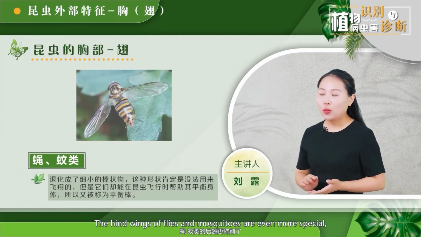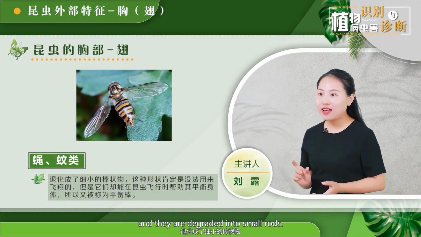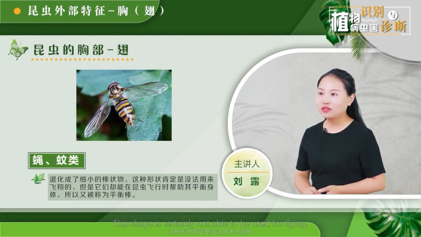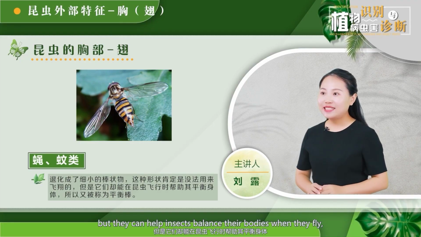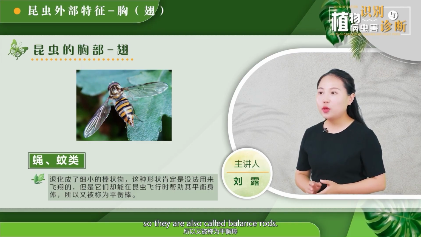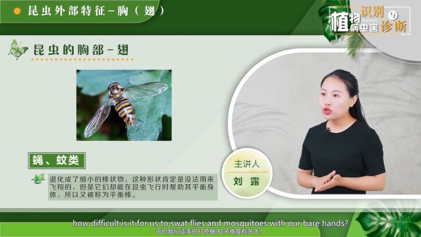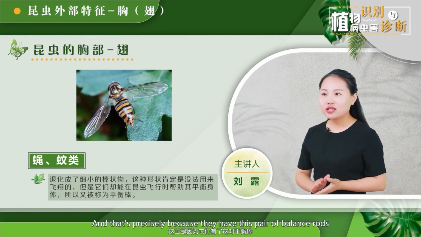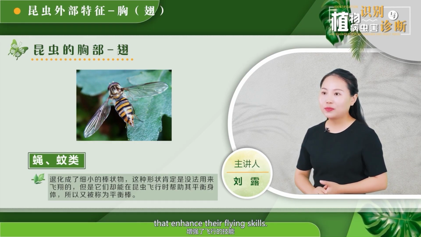The hind wings of flies and mosquitoes are even more special, and they are degraded into small rods. This shape is certainly not able to be used for flying, but they can help insects balance their bodies when they fly, so they are also called balance rods. Think about it. How difficult is it for us to swat flies and mosquitoes with our bare hands? And that's precisely because they have this pair of balance rods that enhance their flying skills.